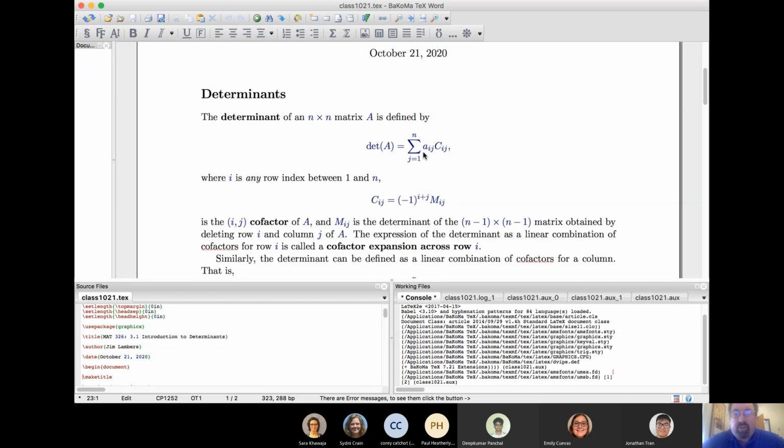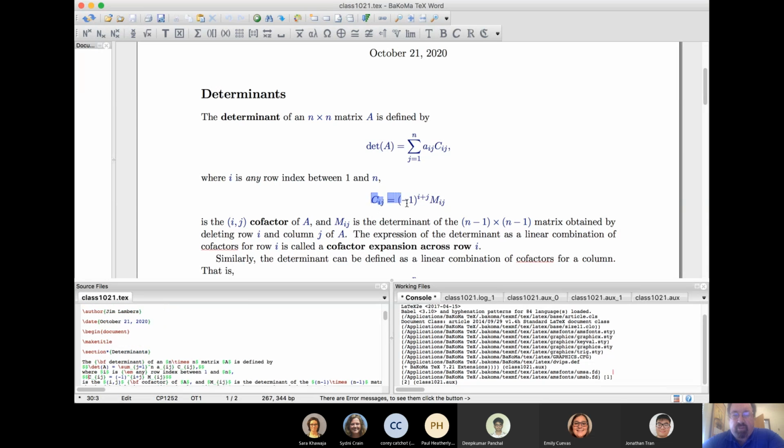Once you pick your row, for example, maybe the first row, you go along that row and you take each element from that row, so that's a_ij here, and you multiply it by this expression, which is called a cofactor. Now, what is a cofactor? You take the submatrix of A obtained by deleting row i and column j, and then you work out the determinant of that.